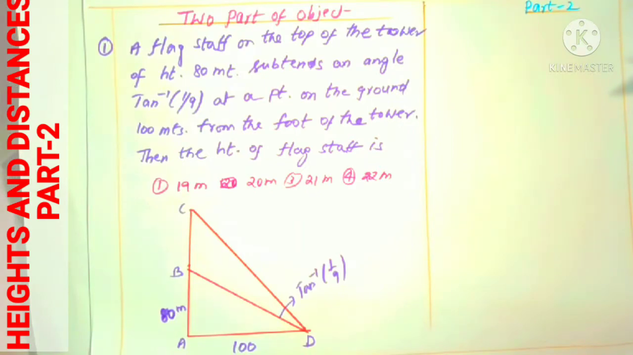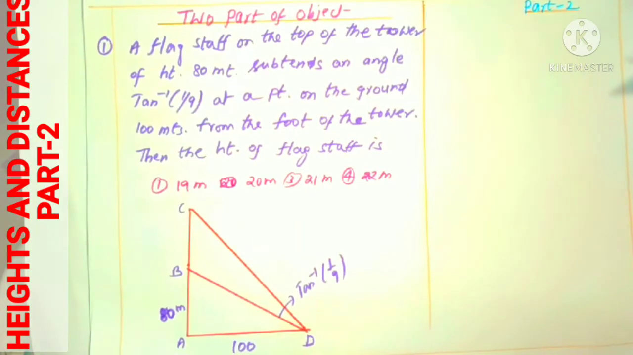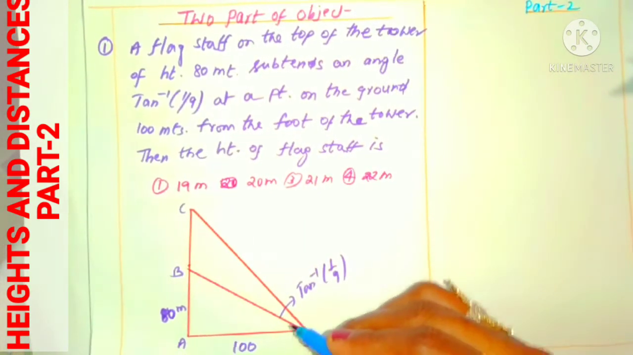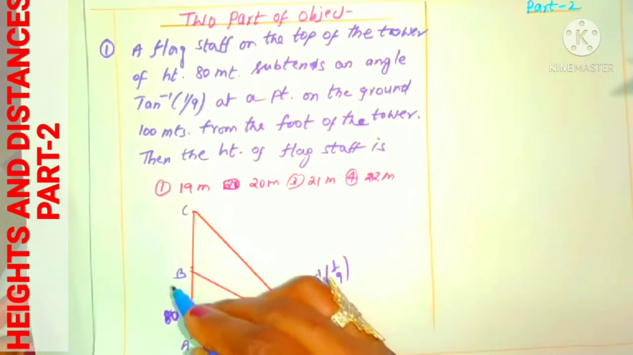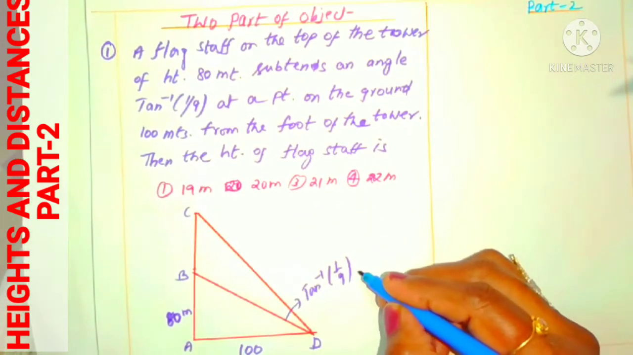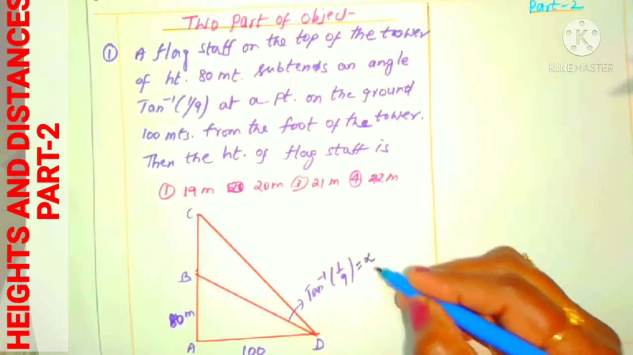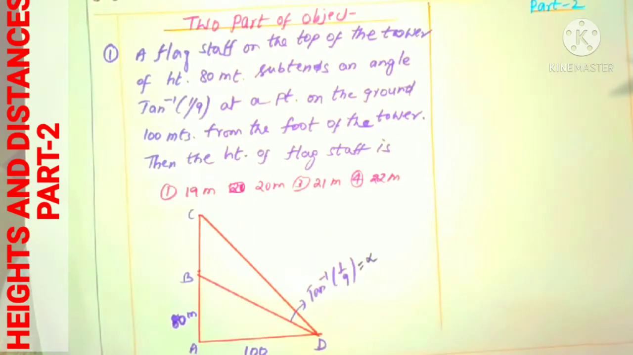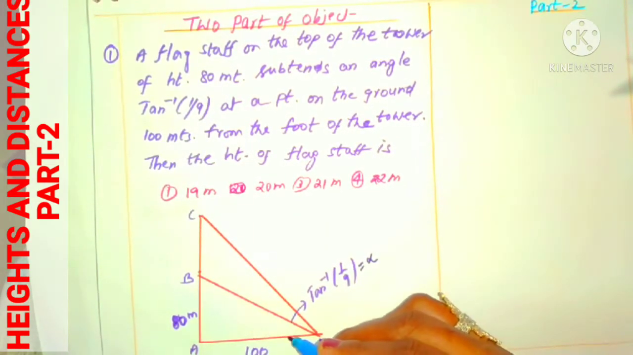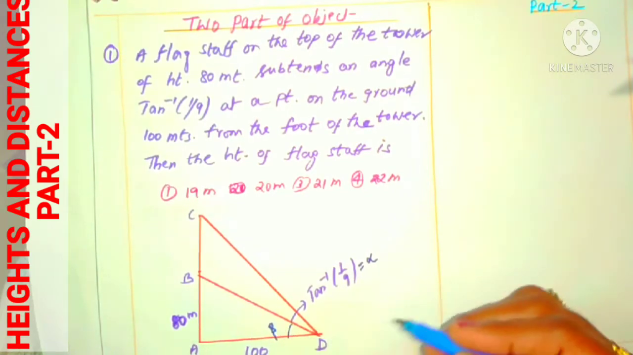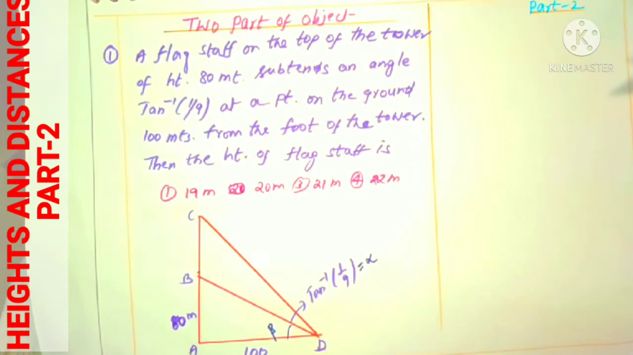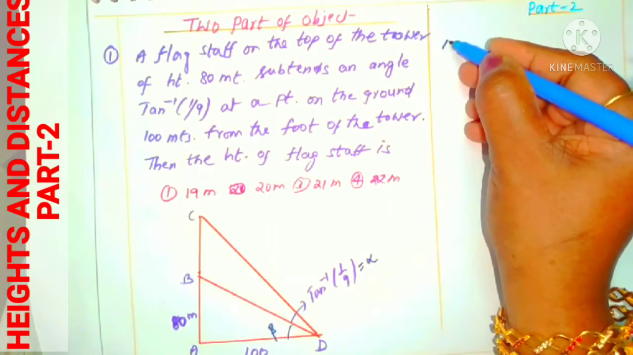You know, this is tan inverse 1 by 9. Tan inverse 1 by 9 is angle BDC. Let it be taken as some alpha, and another angle is there, ADB. Let it be taken as some beta for our convenience. From this triangle ABD, what is the angle beta? Okay, now we can come to the solution.